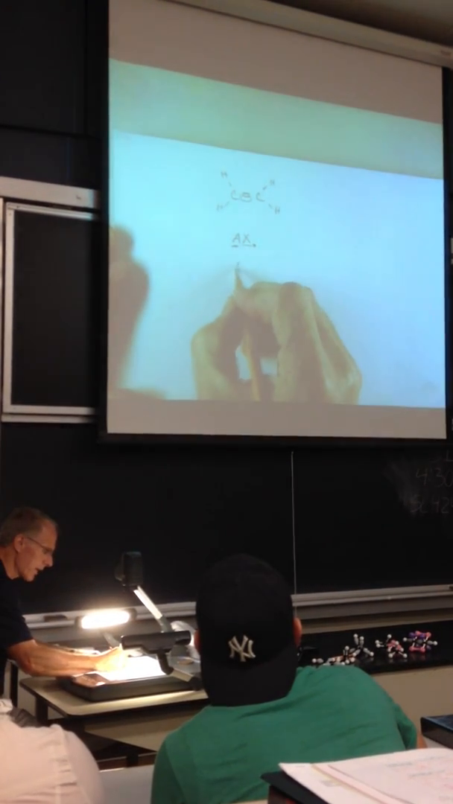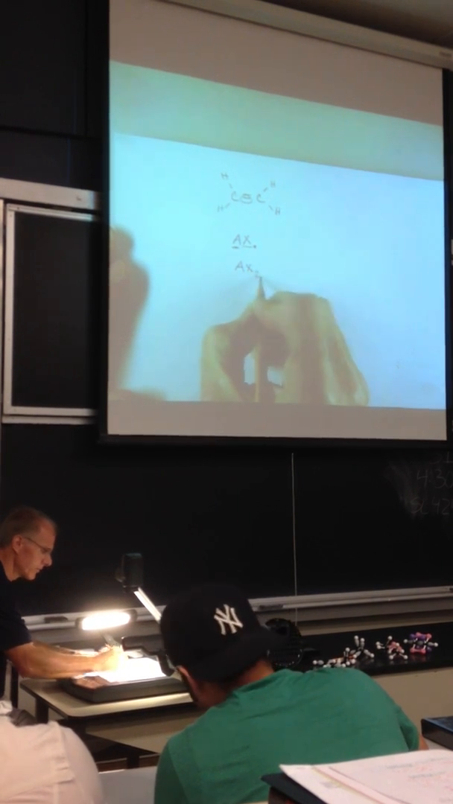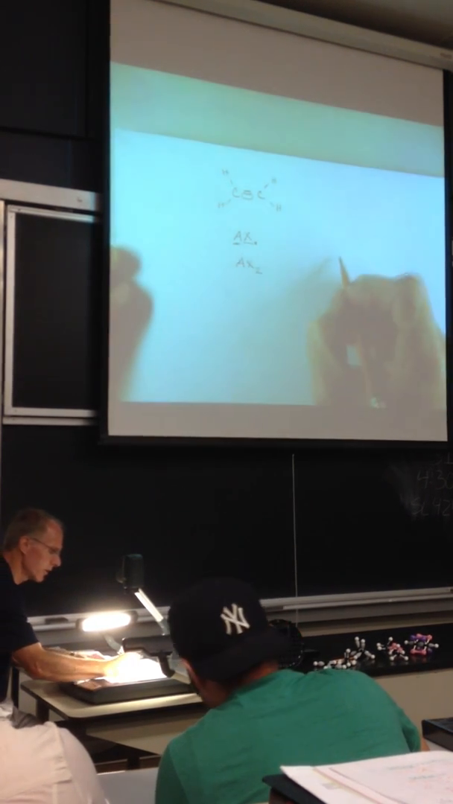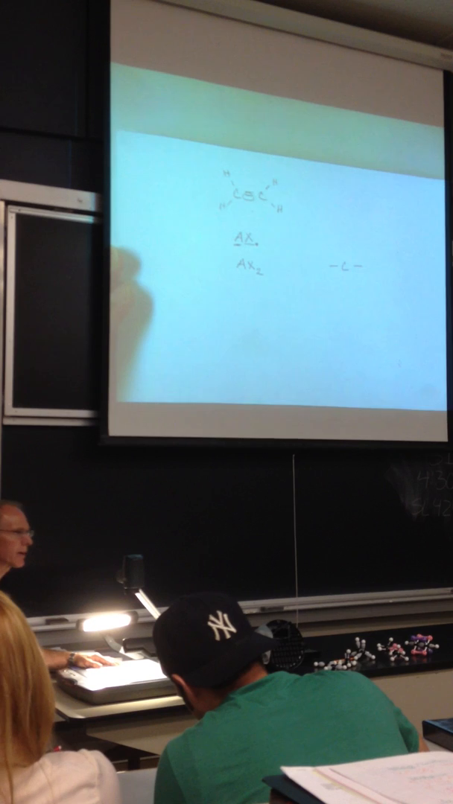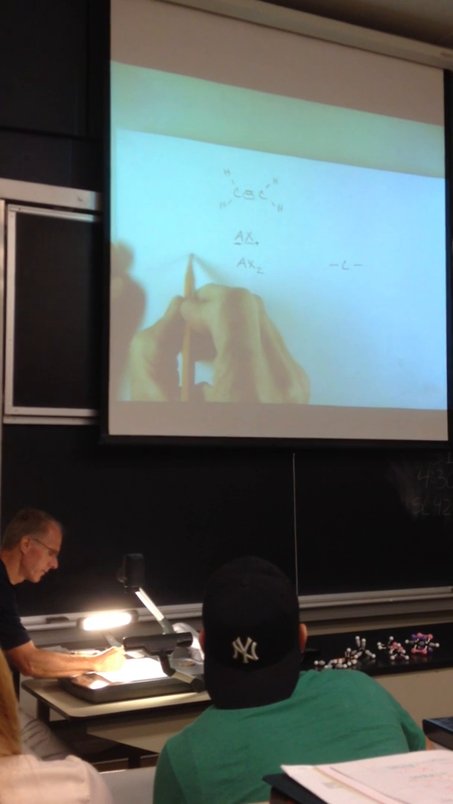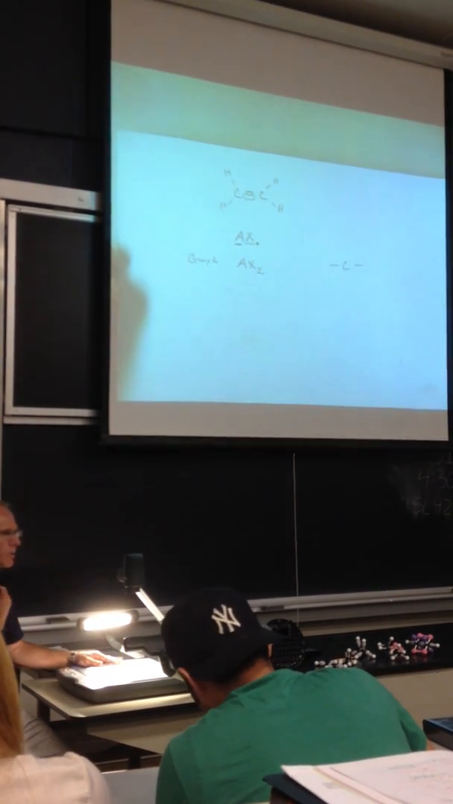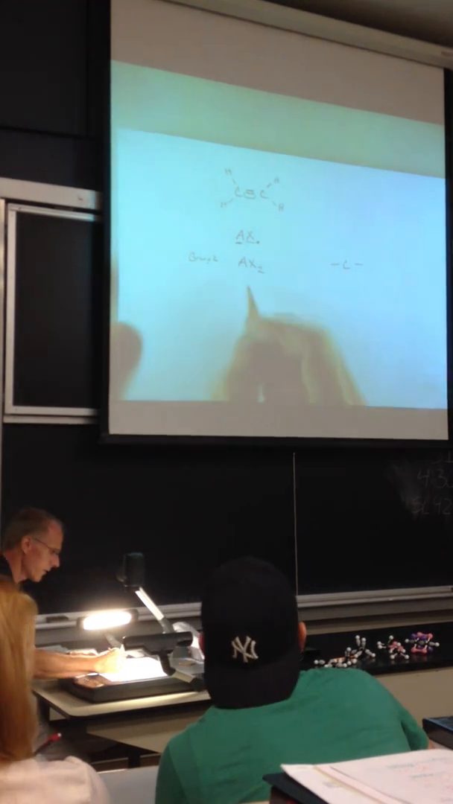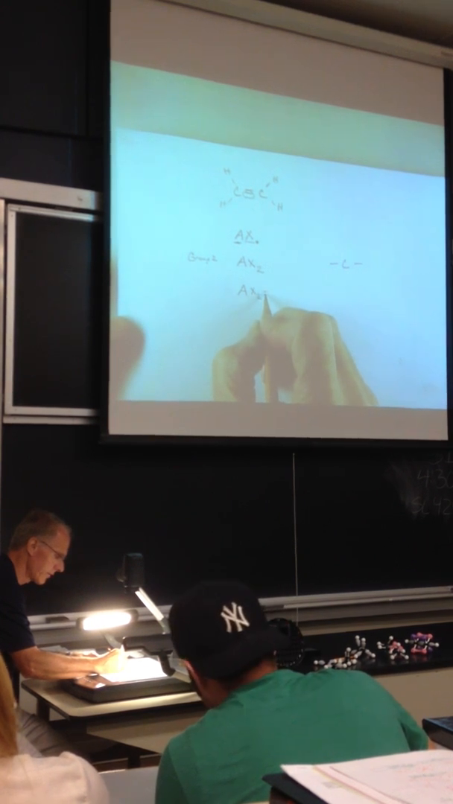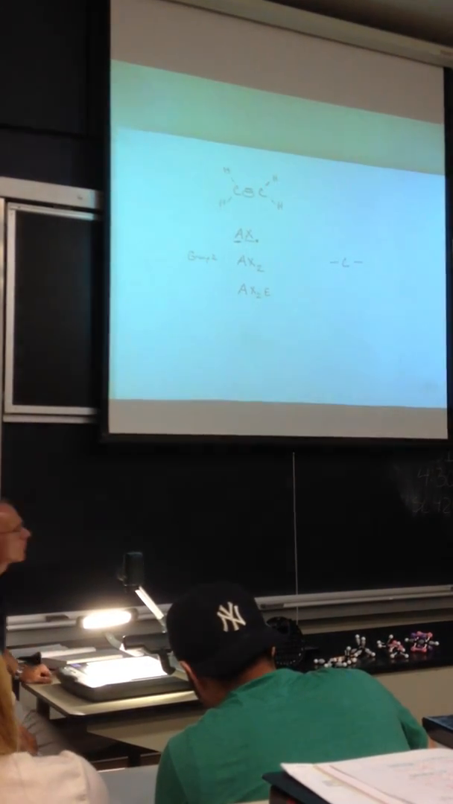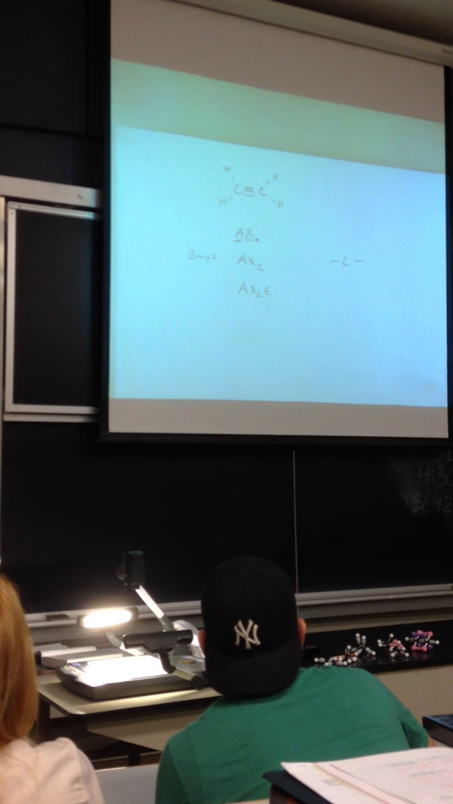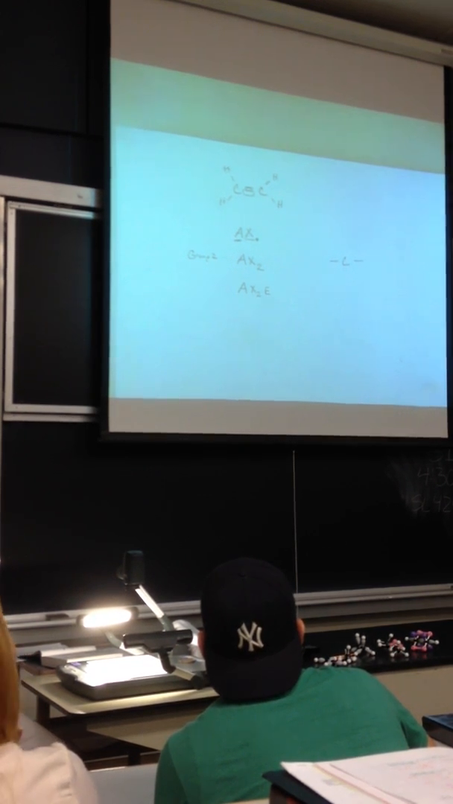What if I have something like AX2? That means I have some sort of central atom attached to two other species. This is what we call a group 2 situation. What if I have AXE? What does the E represent? Remember this from Gen Chem? An unshared pair of electrons.